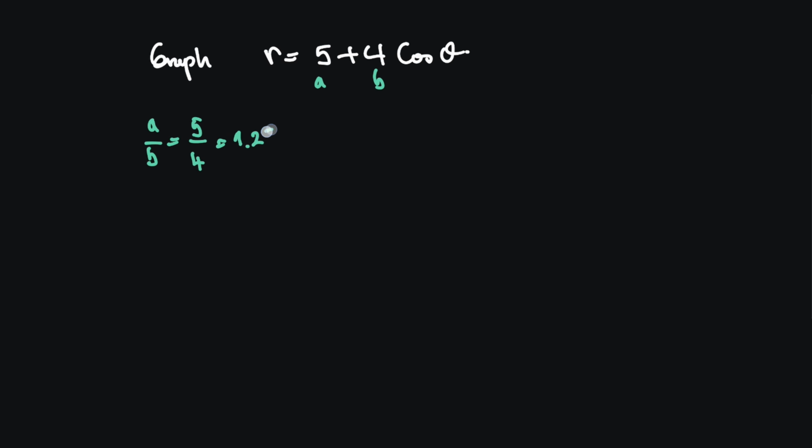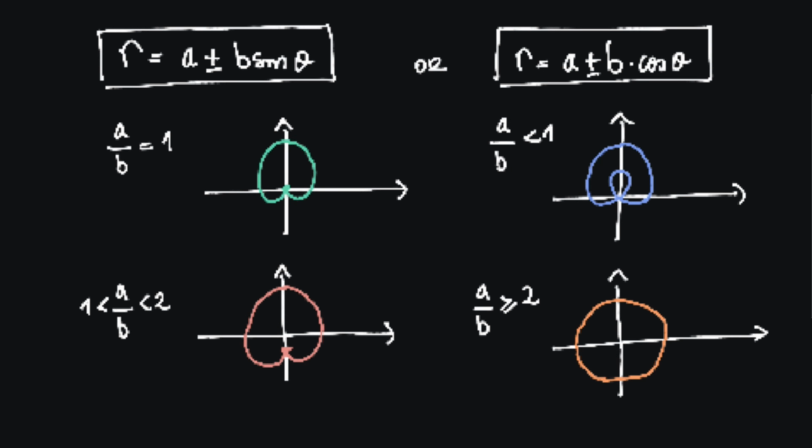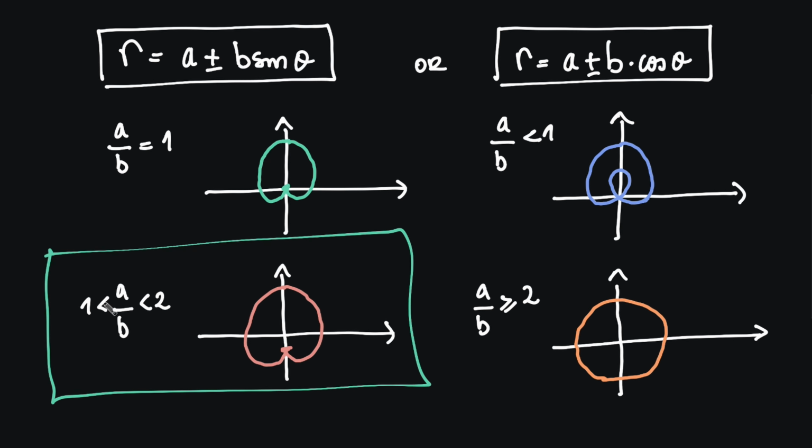All right, so let's graph r equals 5 plus 4 cosine of theta. Let's do the a and b test. So a divided by b is equal to 5 over 4. Remember, this is a, this is b. 5 divided by 4 is going to be 1.25. So this is in between 2 and 1, a number less than 2 but greater than 1. If we go back, then we know that it's going to be a dimple limaçon. See? So if our quotient is in between 1 and 2, then it's going to be a limaçon like this.